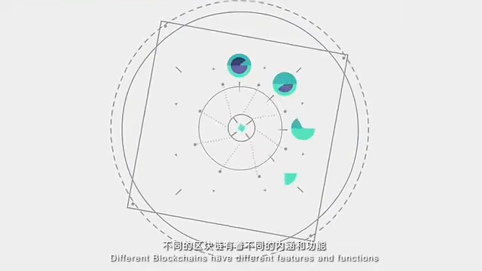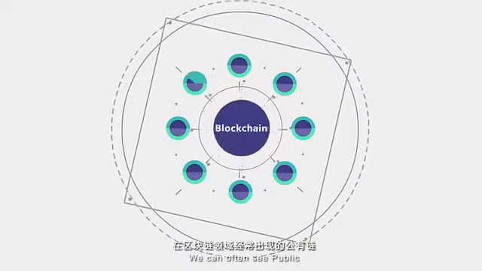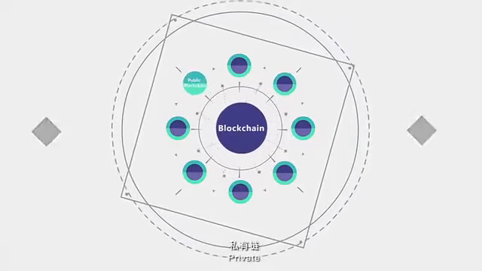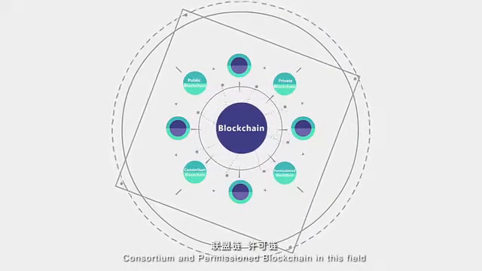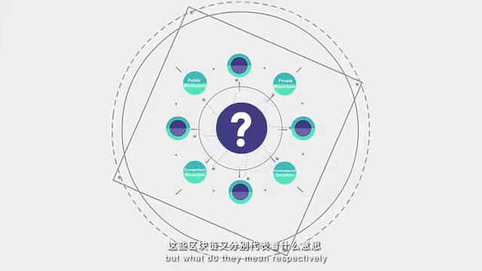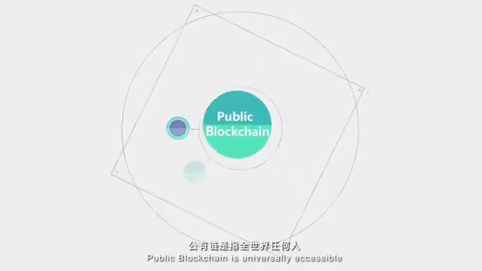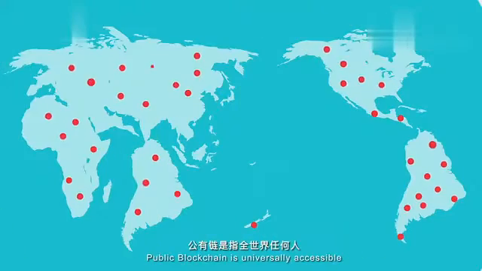Different blockchains have different features and functions. We can often see public, private, consortium, and permissioned blockchains in this field. But what do they mean, respectively? Public blockchain is universally accessible.